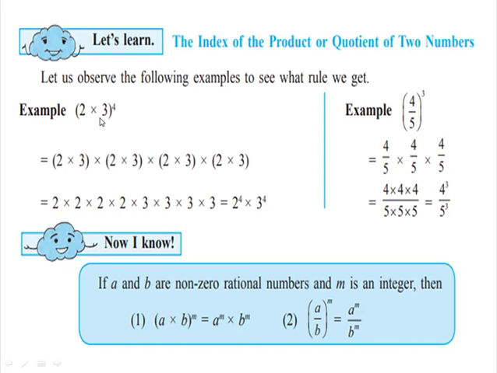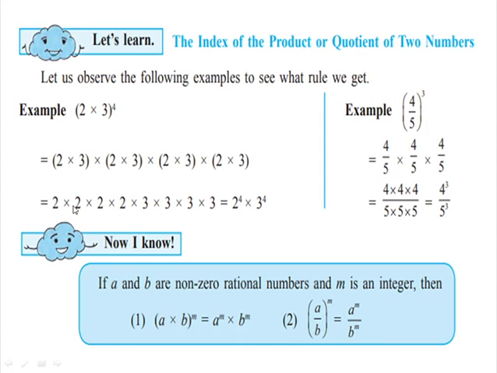Now, first example, 2 multiplied by 3 raised to the power 4. Here this complete base raised to the power 4, hence we will take the complete base 4 times. That is 2 multiplied by 3 multiplied by 2 multiplied by 3 multiplied by 2 multiplied by 3 multiplied by 2 multiplied by 3. Here we will multiply the base 4 times. But what is the base here? Base is the product of two numbers.